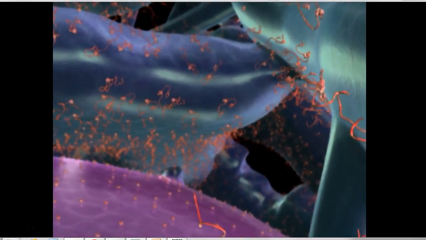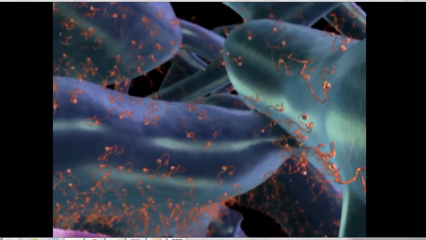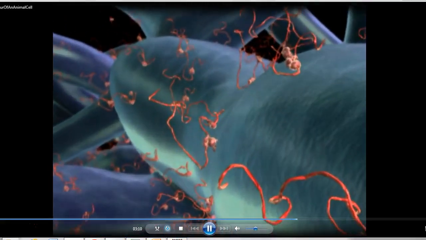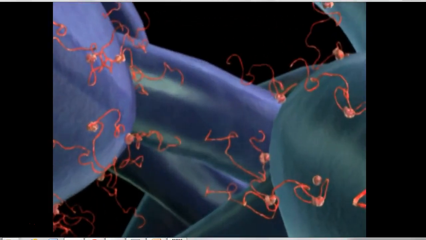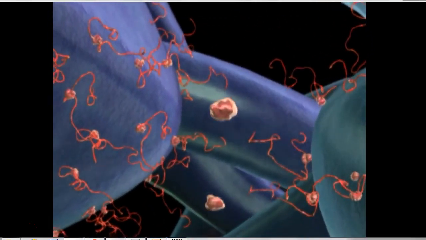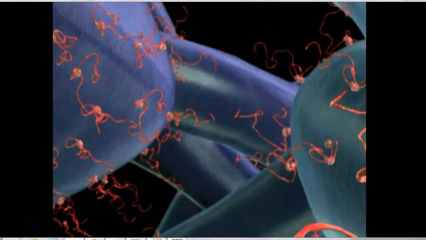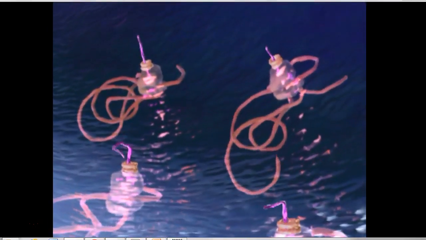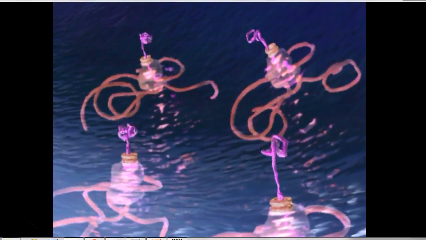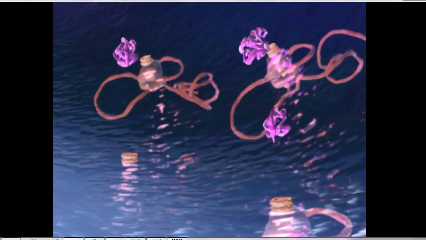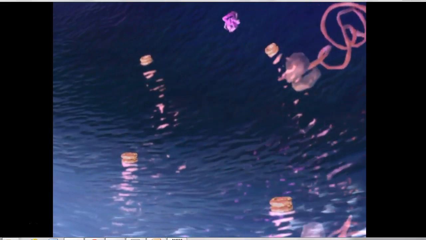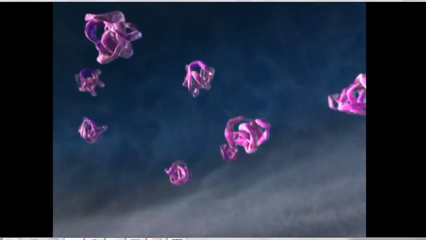There are two types of ER, rough and smooth. Rough ER is covered with ribosomes. Smooth ER lacks ribosomes. Lipids are made in the smooth ER. Let's go inside the rough ER. Note that you can still see the ribosome on the outside surface. The ribosome is manufacturing a new protein, which continues to grow inside the ER.